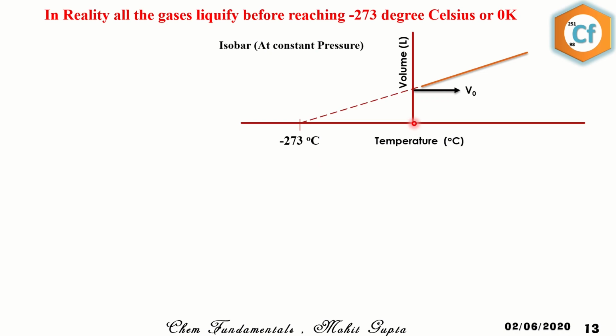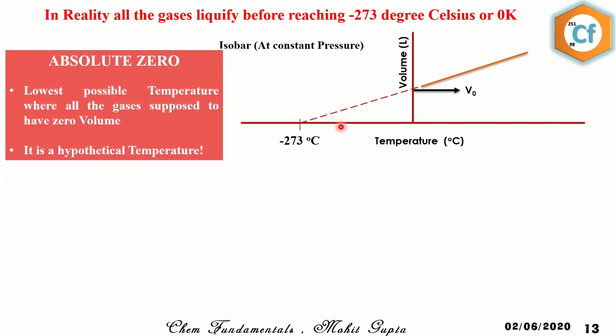Now if I make this graph in degrees Celsius, I have taken volume on the y-axis and temperature on the x-axis. I get a straight line because they are directly proportional. But in degrees Celsius, we have an intercept of this much. On extrapolating, the line would meet at minus 273 degrees Celsius, and at this point the volume would be 0. Since the pressure is constant, we call this graph an isobar.